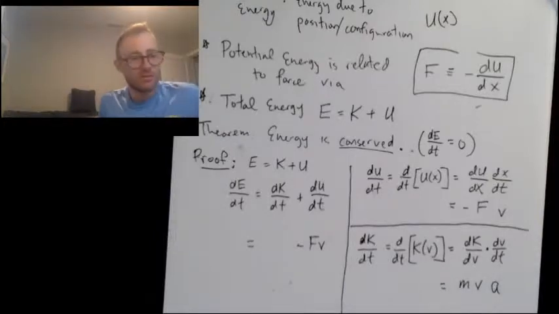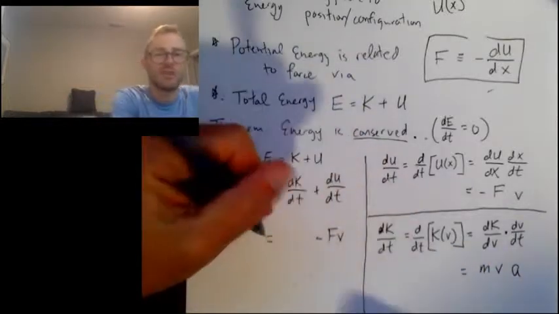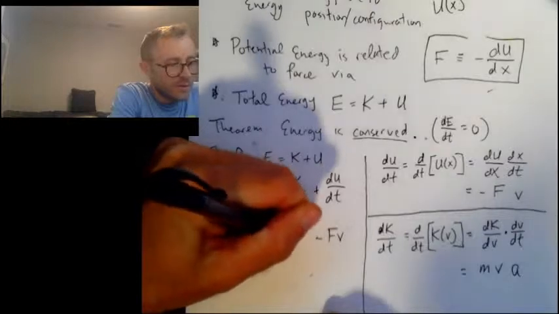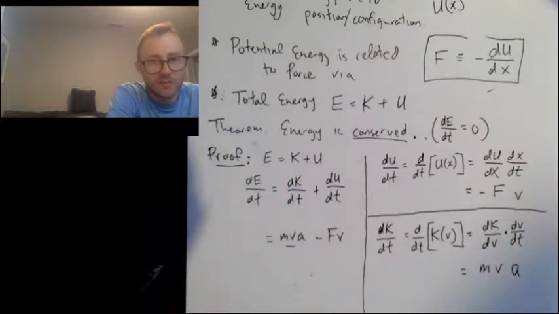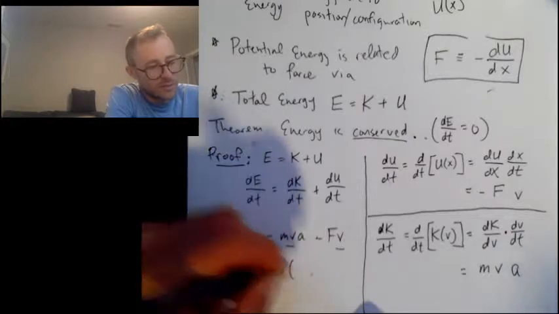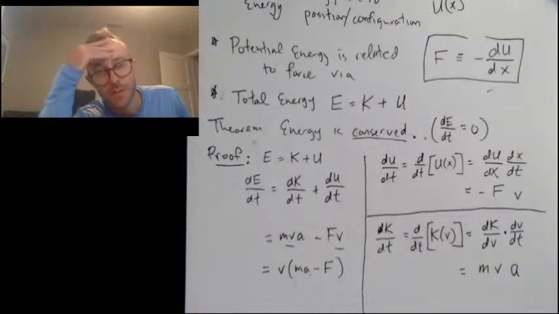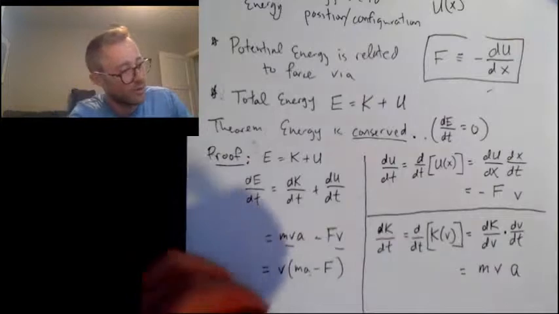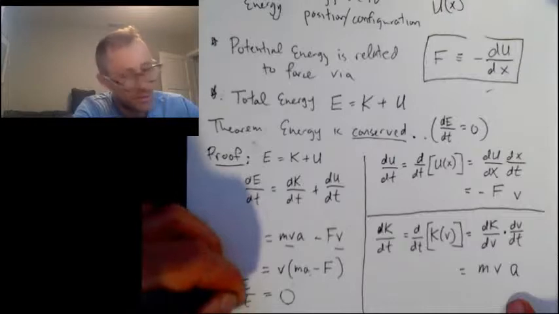All right. So, m v a. Now I'm going to plug that in. Now you can see that the first term has v, and the second term has v. So I can factor out v, and I get v times (m a minus F). But according to Newton's second law, F equals ma. So therefore, ma minus F equals 0. So we have the derivative of energy with respect to time is 0.